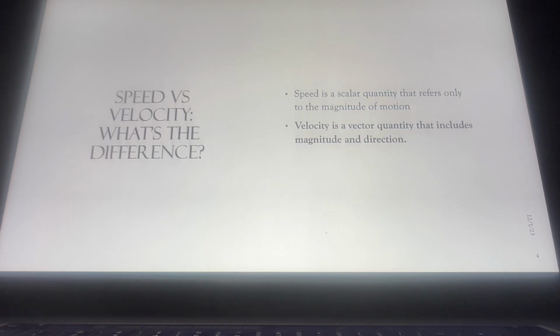Speed versus velocity. What's the difference? Speed is a scalar quantity that refers only to the magnitude of motion. Velocity, however, is a vector quantity that includes magnitude and direction.